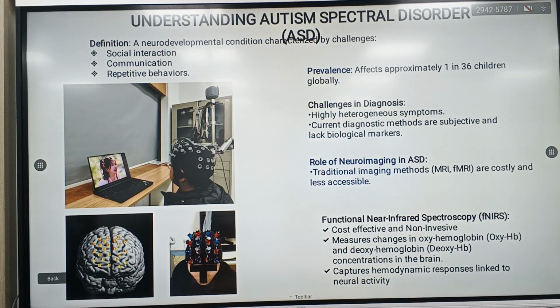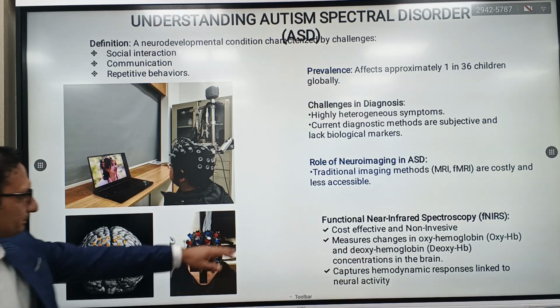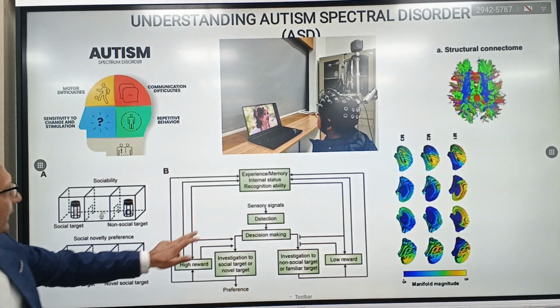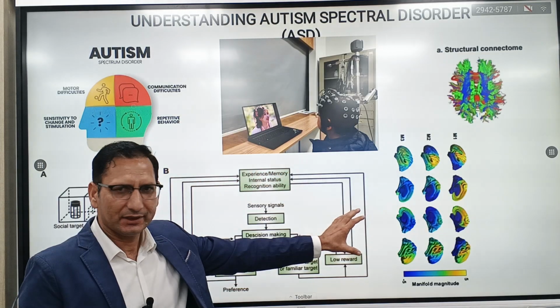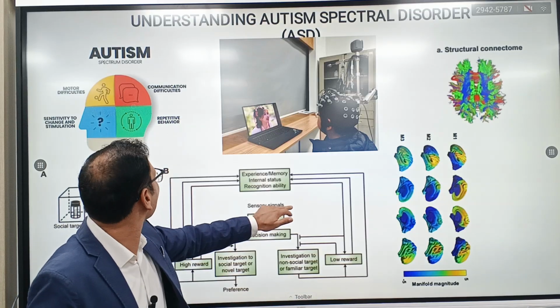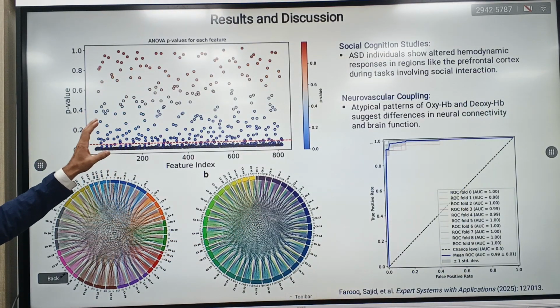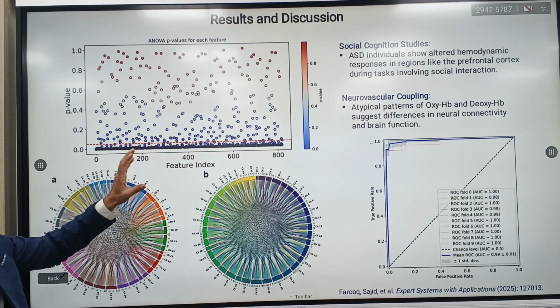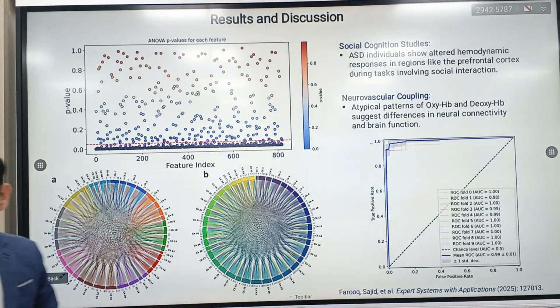So in this research, we took 27 patients, 24 with ASD and 27 normal, to compare them. Here are the different shapes of the brain when they absorb oxygen and when they release oxygen. You see that. Here you get a lot of data because we have 41 channels, and these channels give us thousands of values.